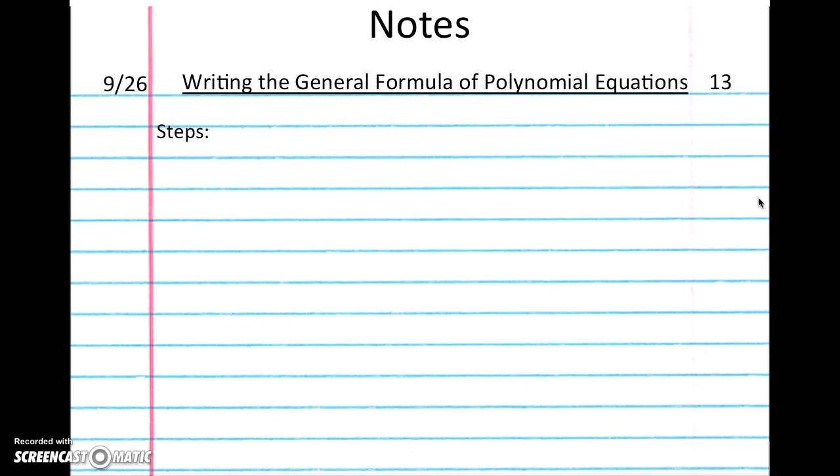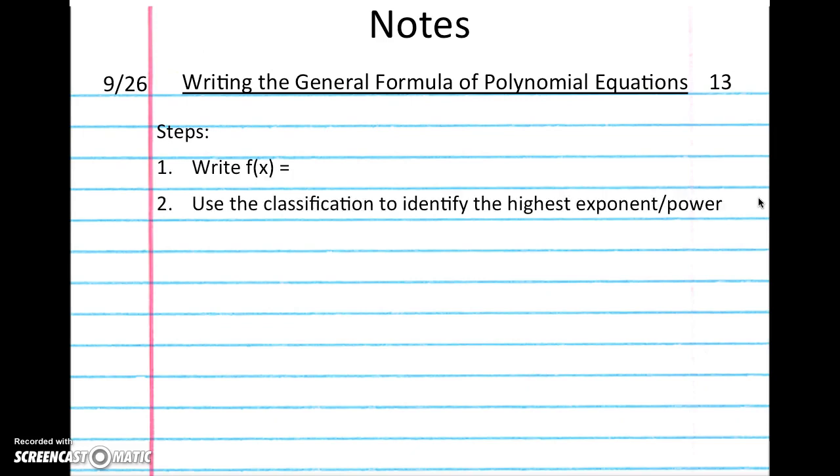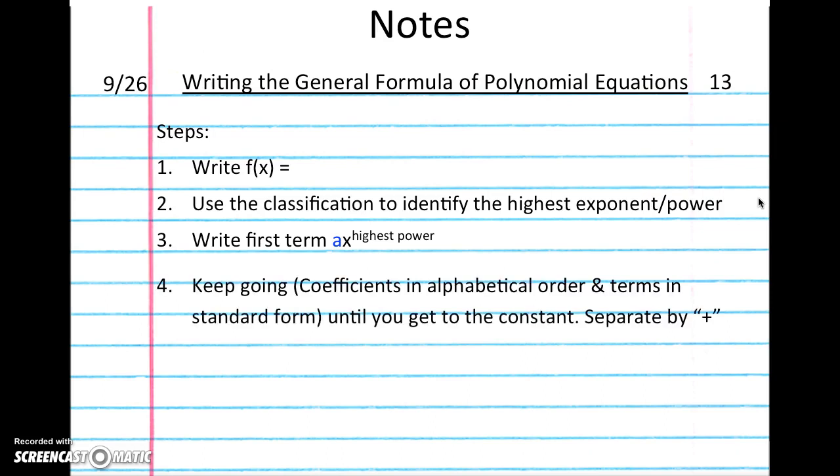After you've written that down, and again, feel free to pause when necessary, you're going to list the steps. Underneath steps, the first step is to write f of x. The second step is to use the classification to identify the highest exponent or power. The third step is to write the first term, ax to the highest power. And the fourth step is to keep going with coefficients in alphabetical order and terms in standard form until you get to the constant. Each of your terms are going to be separated by a plus sign. Okay, so let's look at this with a real example.